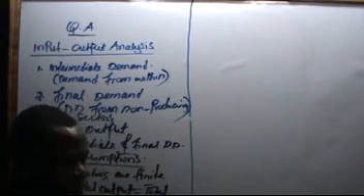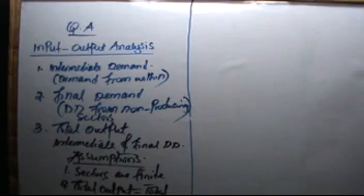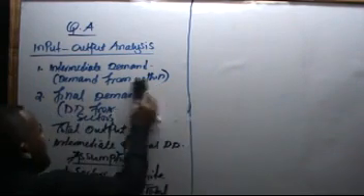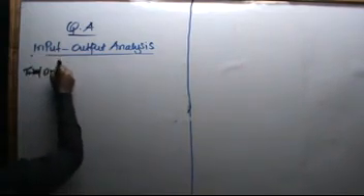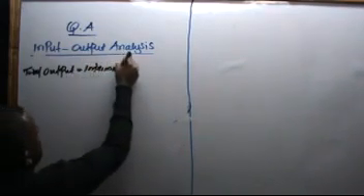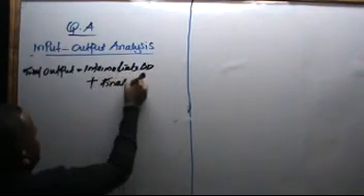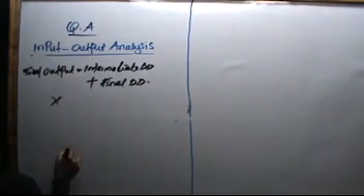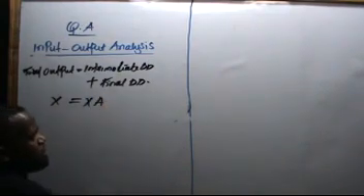So Leontief said, let the total output be the combination of the intermediate demand and the final demand, and he used X for the total output. Because in a question you will be asked about the total output. He said it's the intermediate demand plus the final demand. So let the total output be X, the intermediate demand be XA, and the final demand be D.